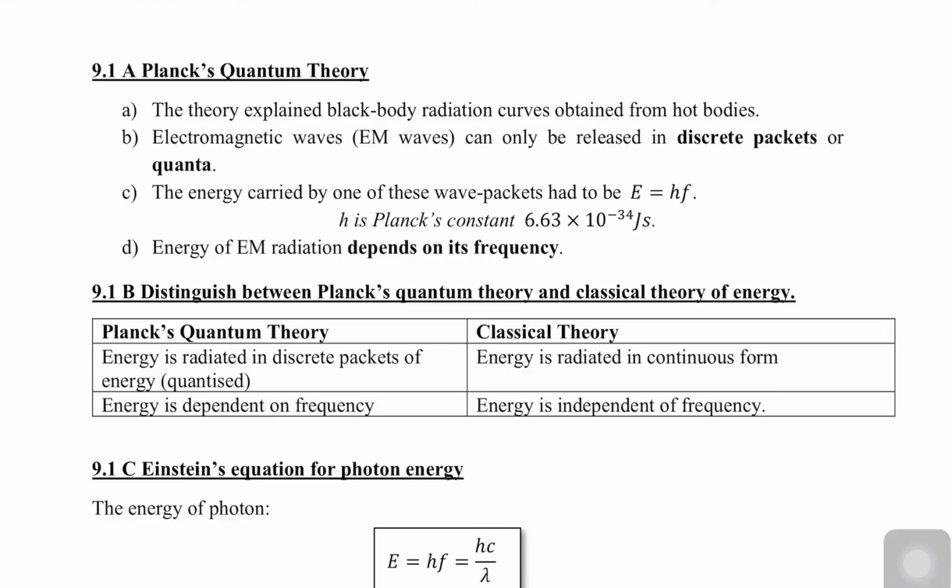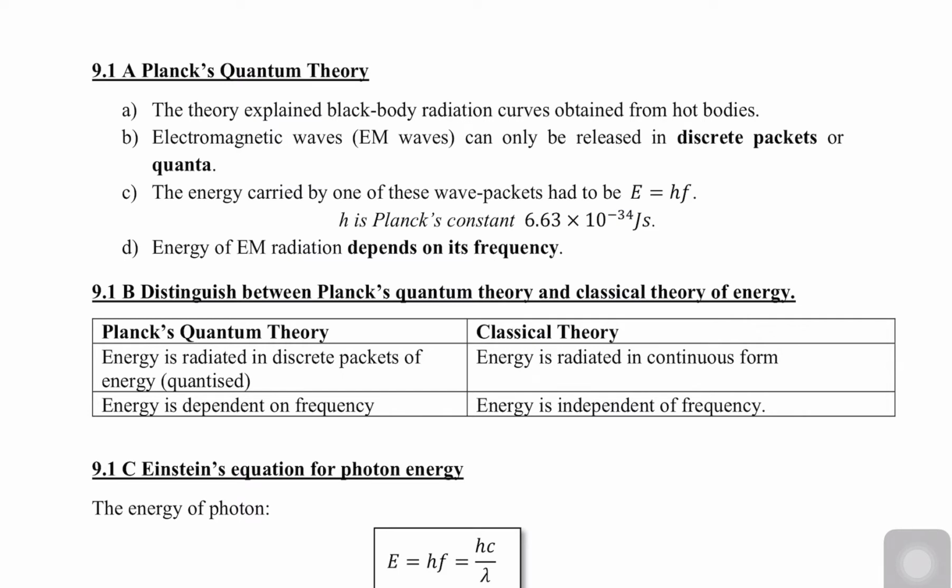Hi guys, so this is chapter 9, which is quantization of light. In the previous chapter, we learned that light can behave as a wave. In this chapter, we're going to look at how light can behave like particles. So first of all, we have Planck's quantum theory.